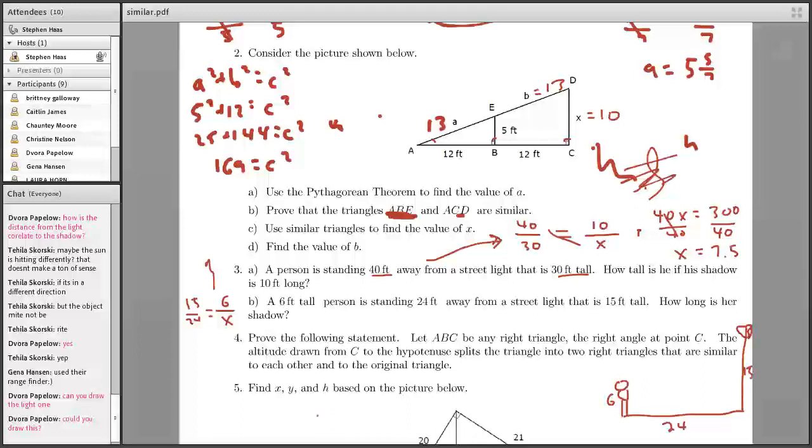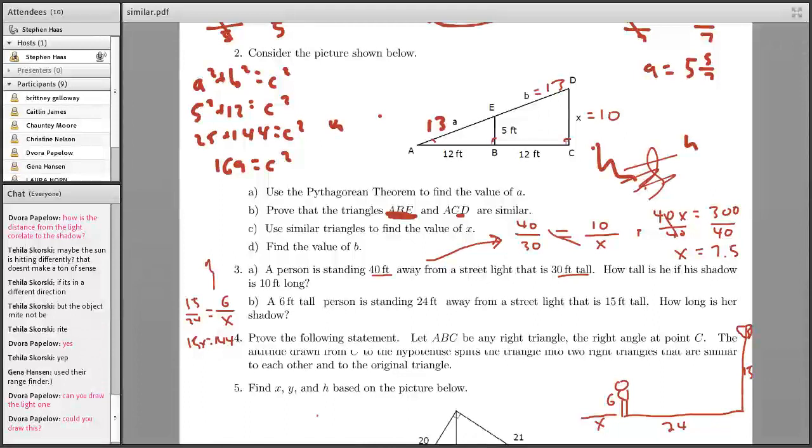Well, it's the same proportion. So 15 to 24, and this would be the shadow, so the shadow is x. 15 over 24 equals 6 over x. 15 times x is 15x, 6 times 24 is 144, and so it would be 144 divided by 15, which would be a little under 10, 9 point whatever.